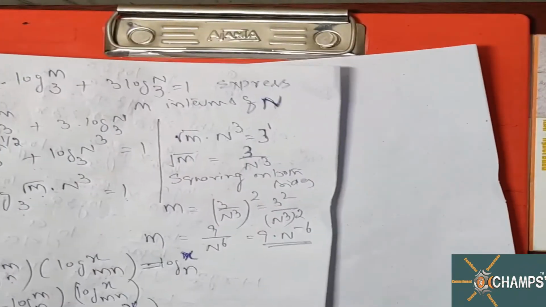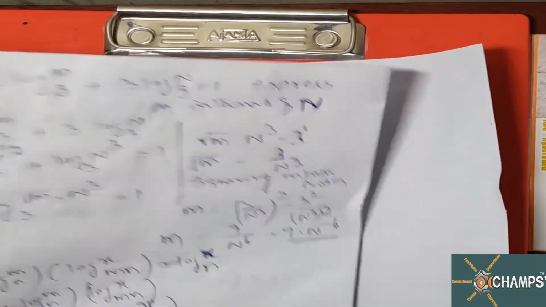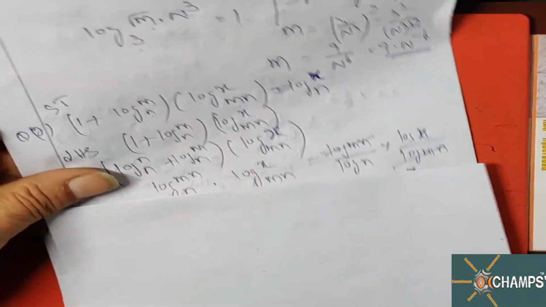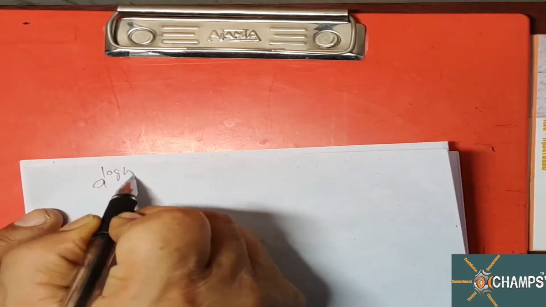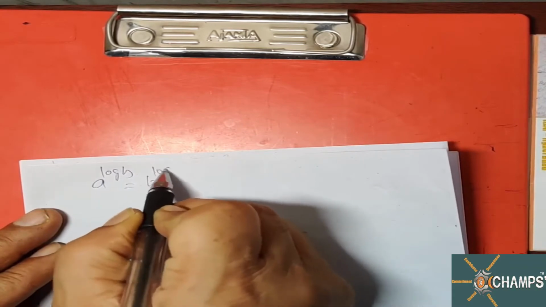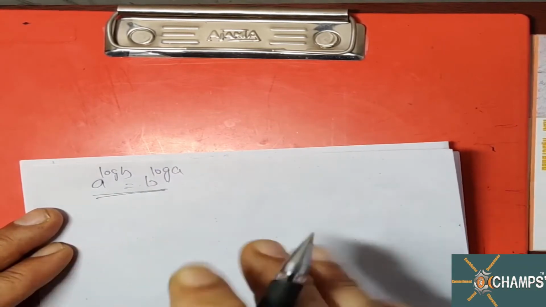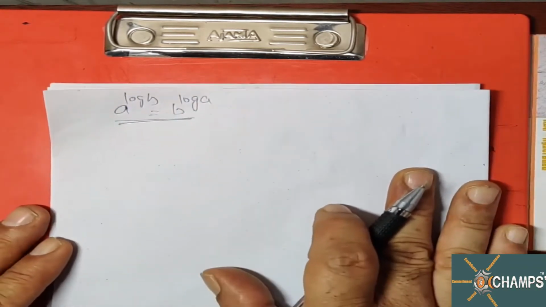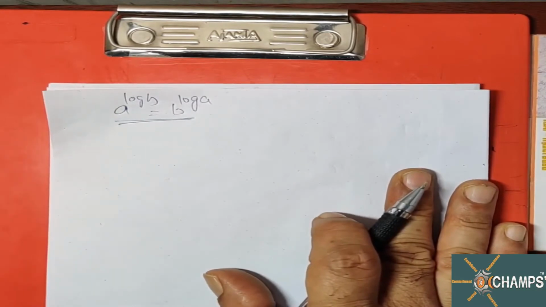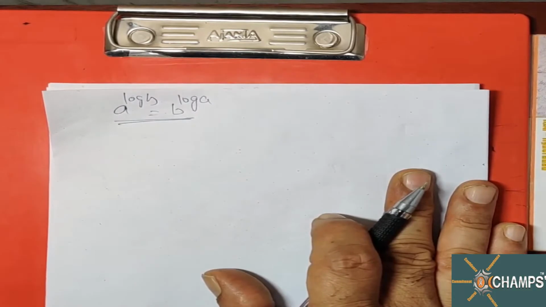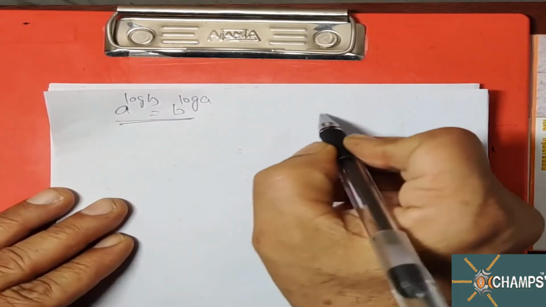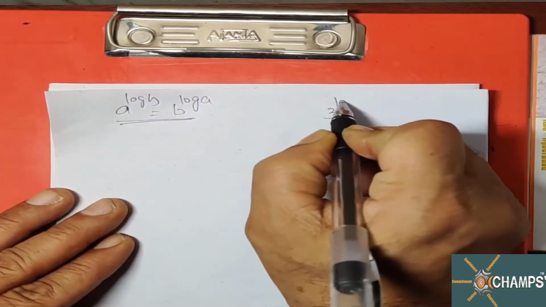Now there is a result in log. What is that result? That result is a to the power log b is equal to b to the power log a. Let us see how it is true. I will show you the proof of this one.